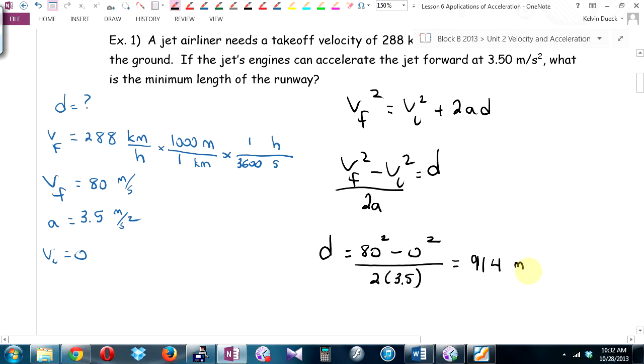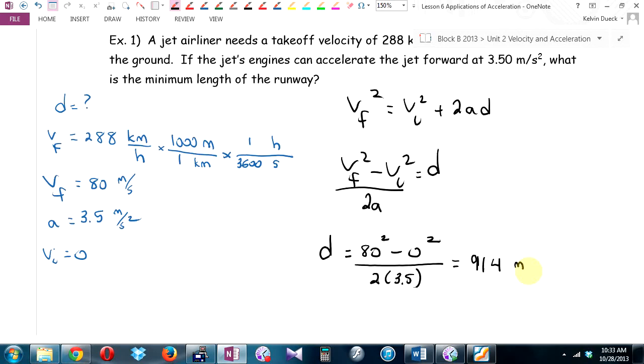Okay. Now, if you're designing this airport, Jordan, probably you'd double it for a safety margin. Okay, and in fact, probably instead of doubling it exactly to 1,828, you'd probably say as a nice round number, 2 kilometers long or something like that.